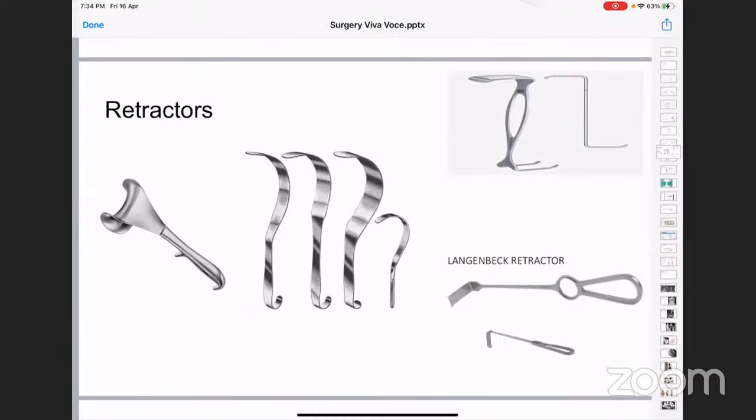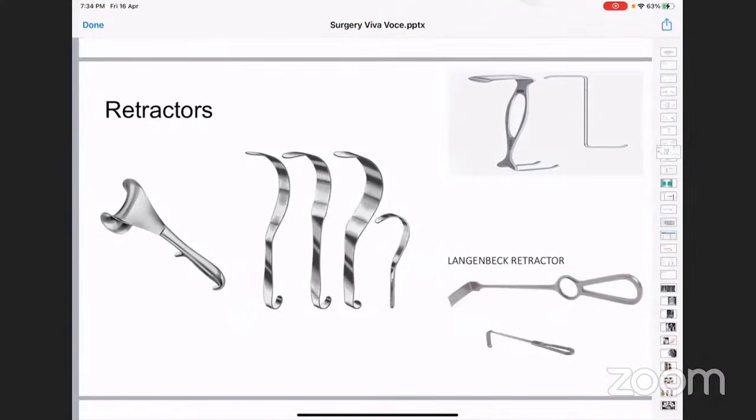Okay, so the Doyen's retractor is usually used to retract the bladder downwards. The Deaver's retractor is generally used to retract either the abdominal wall or the liver away from the operating field. And the Czerny retractor is usually used to retract the skin and the other tissues away from the operating field, and the same holds for the Langenbeck retractor.